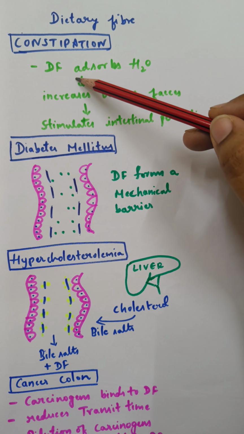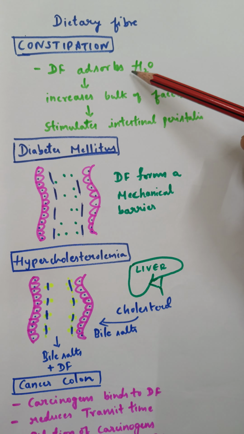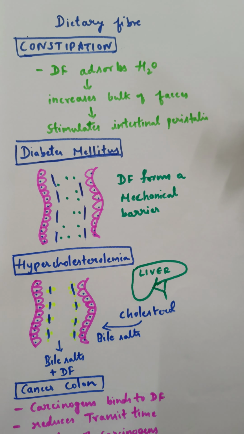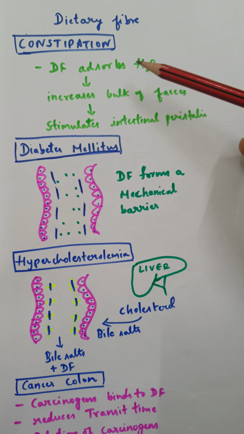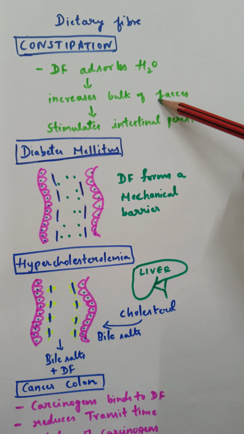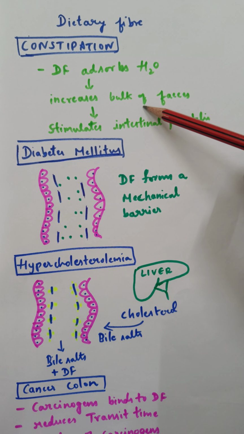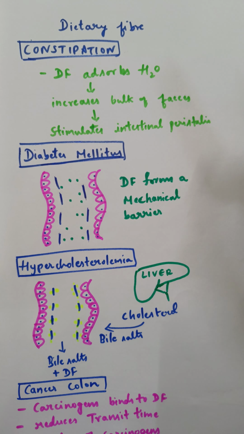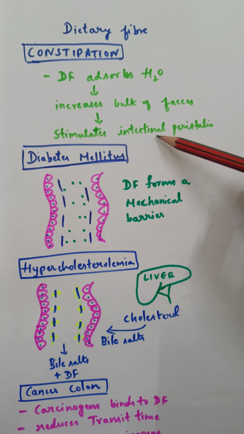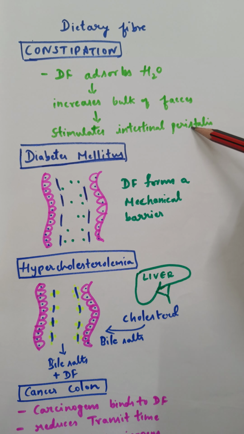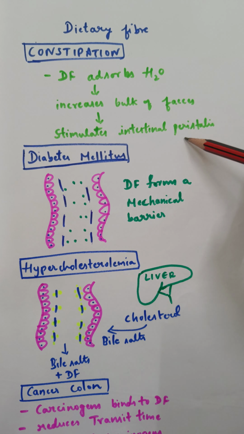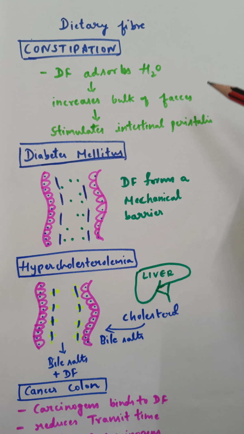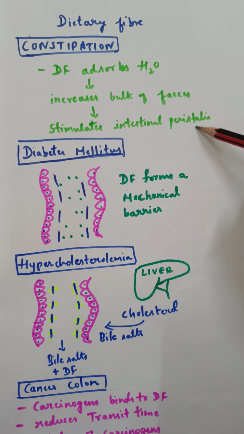So, when dietary fiber is taken, it absorbs water, meaning dietary fiber will be coated with water. On the outside, it will have a lot of water, that is called absorption of water. This increases the bulk of feces, and also remember dietary fiber is indigestible, so that itself will add to the bulk of feces. Because of the increase in the bulk of feces, it stimulates intestinal peristalsis so that the feces is evacuated. So in constipation, the frequency is less. Once a person takes dietary fiber, the passage of stool frequency will increase.